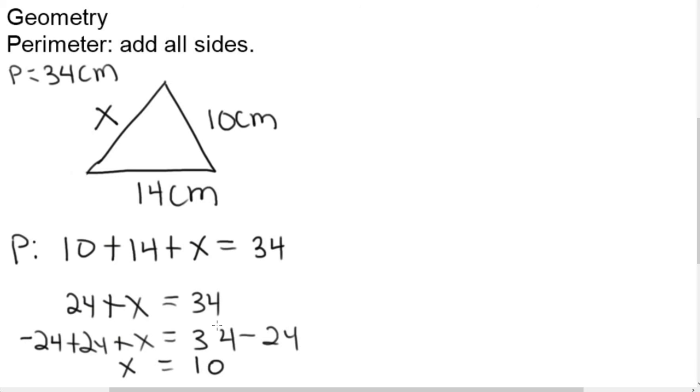And so the perimeter is 34. We know that. We know the perimeter is 34, so we just needed to know x. 10 plus 14 plus 10 is 34. So that does check out. Let's look at another example.